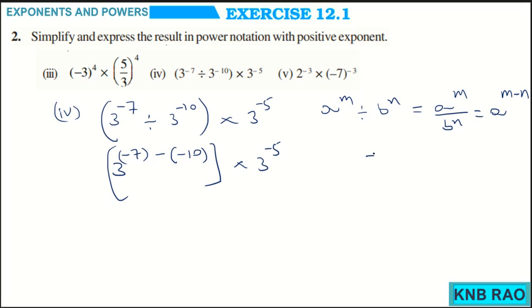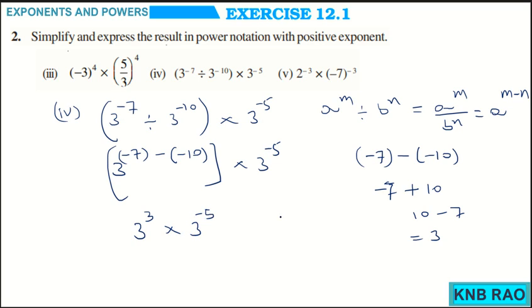Now you know minus 7 minus (minus 10), how to simplify? It's a simplification of integers, removing the bracket first. So minus 7 minus minus becomes plus 10. So minus 7 plus 10 is nothing but 10 minus 7, which gives you 3. So here we have got 3 raised to the power 3 into 3 power minus 5.